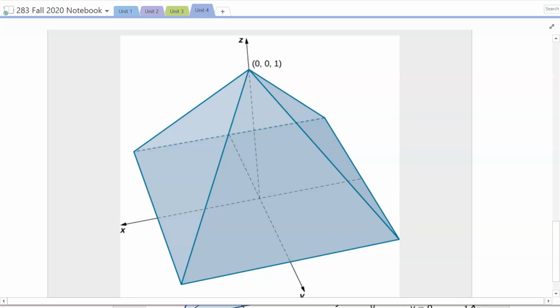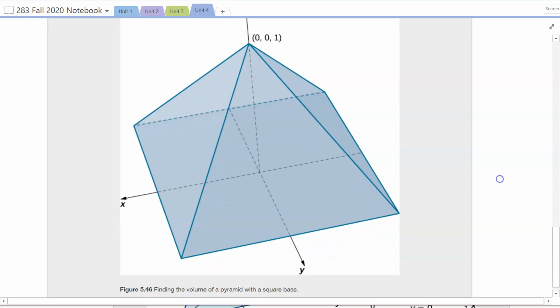But what I'd like to do here is set this up as a dz as the inner integral. So we can project something onto the xy plane and then let z vary from the bottom, which is 0 in this case, to the top. Now we've got to be a little careful to do this.